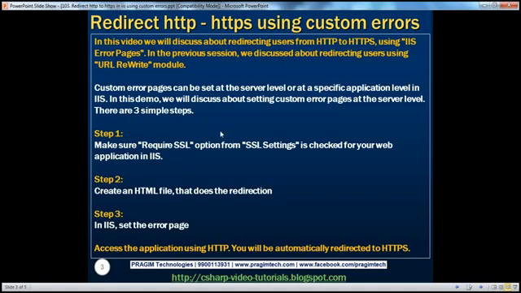Custom error pages can be set at the server level or at a specific application level in IIS. If you set the custom error pages at the server level, these are applicable to all the web applications running on that server. Obviously you can override those settings at a specific application level as well. In this demo, we'll be setting the custom error pages at the server level, and there are 3 very simple steps to do that. Step 1, make sure the require SSL option from SSL settings is checked for your web application in IIS.